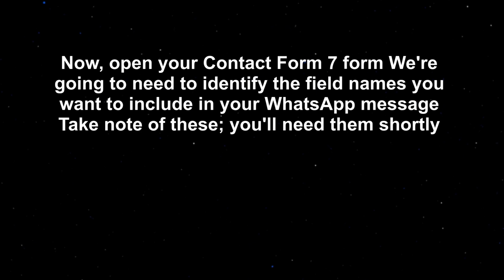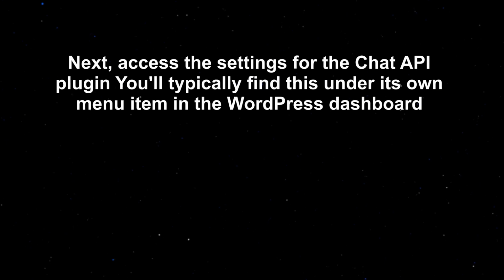Now, open your Contact Form 7 form. We're going to need to identify the field names you want to include in your WhatsApp message. Take note of these. You'll need them shortly. Next, access the settings for the Chat API plugin. You'll typically find this under its own menu item in the WordPress dashboard.